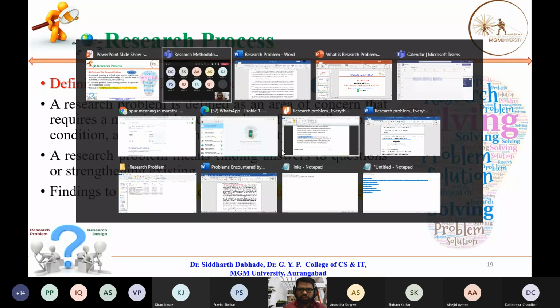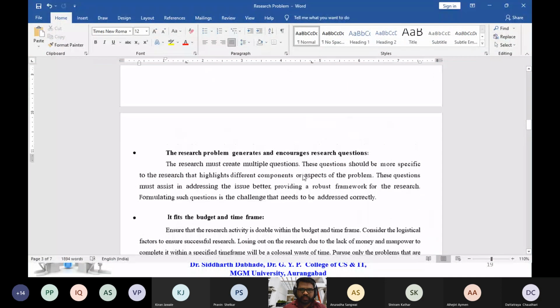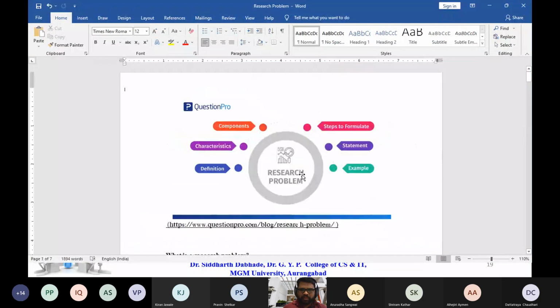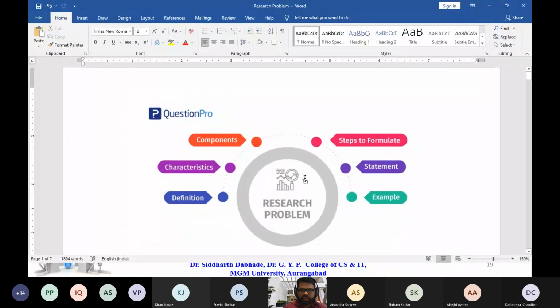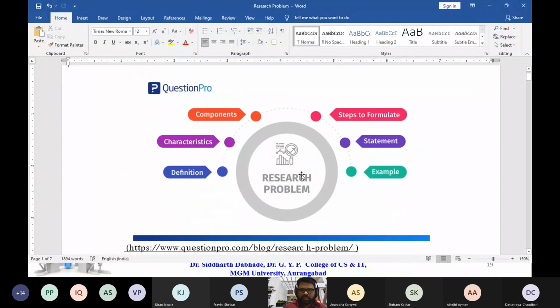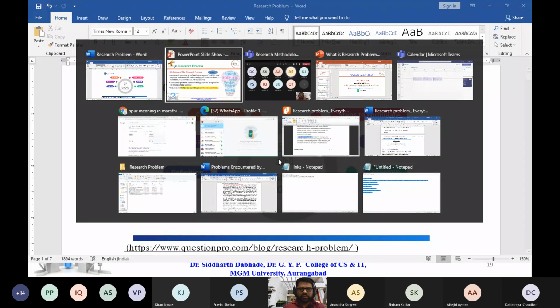So I will show you another point here. I'm trying to share the Microsoft Word file. Is it visible? Yes or no? Yes, sir.